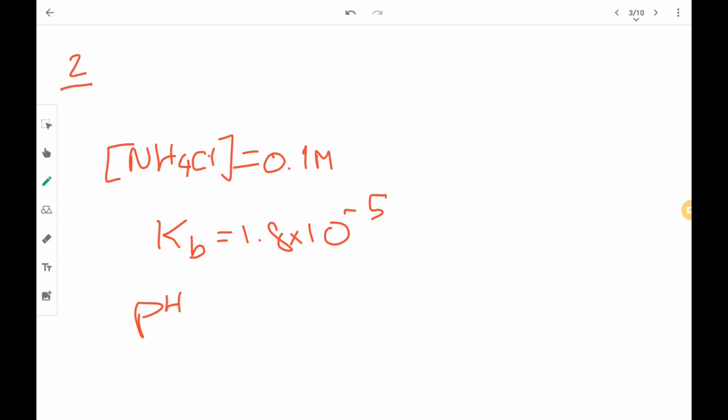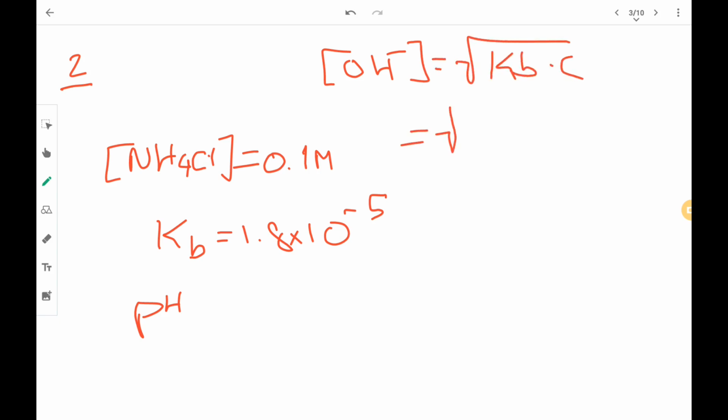So in this case, the concentration of OH minus, since it's a base, is radical Kb times C, which is radical 1.8 times 10 to the minus 5 by 0.1, which is 1.34 times 10 to the minus 3.